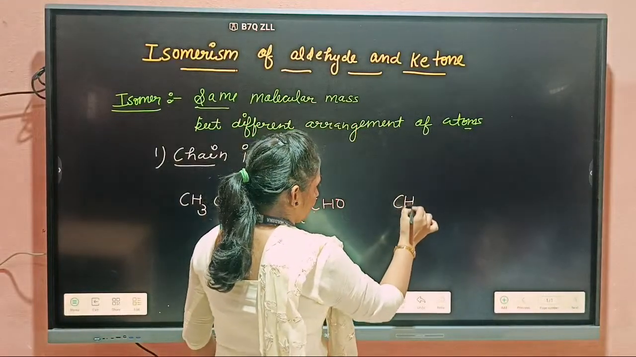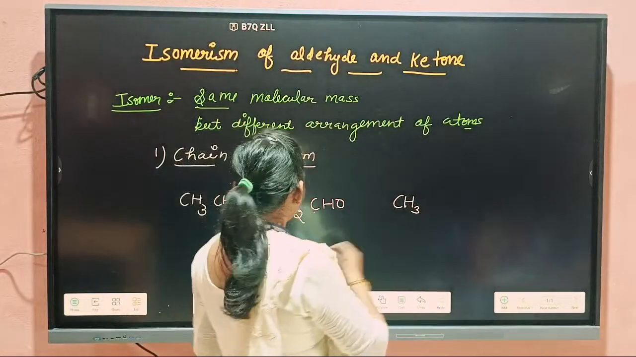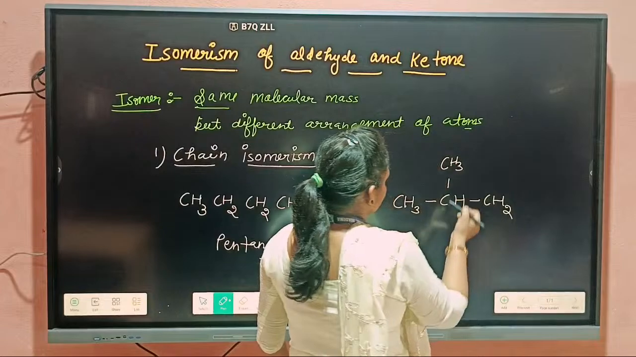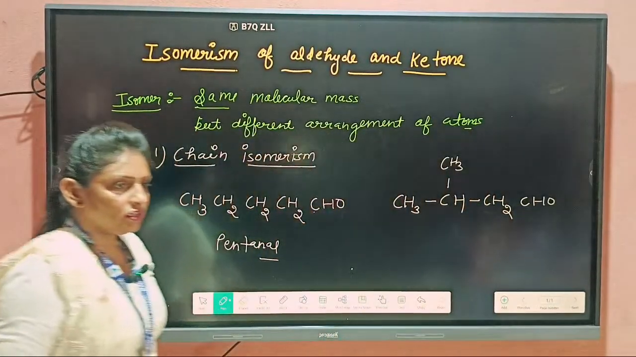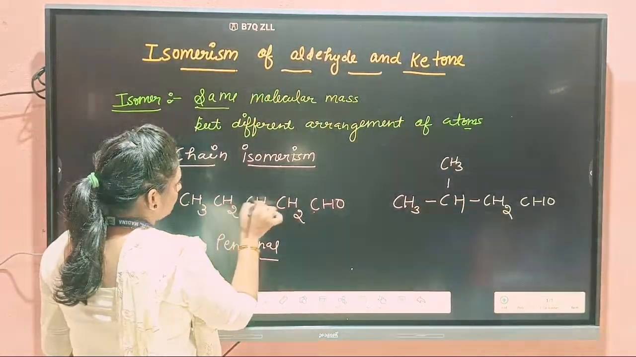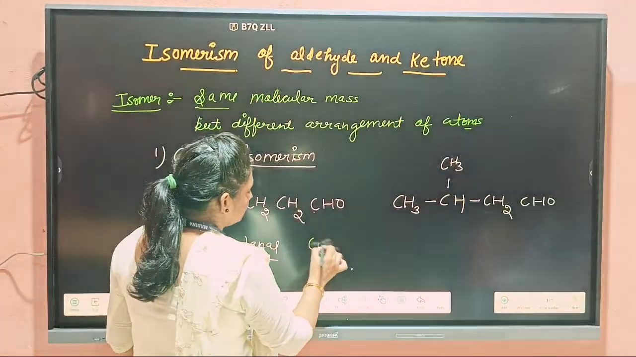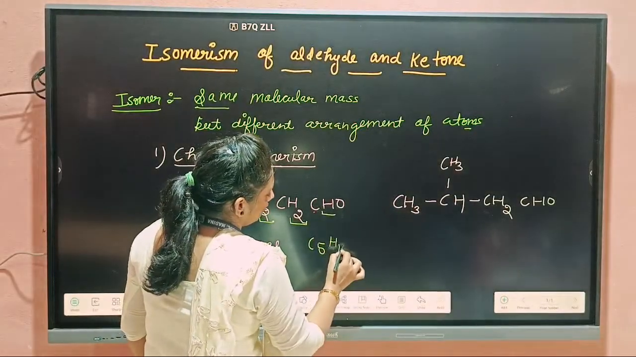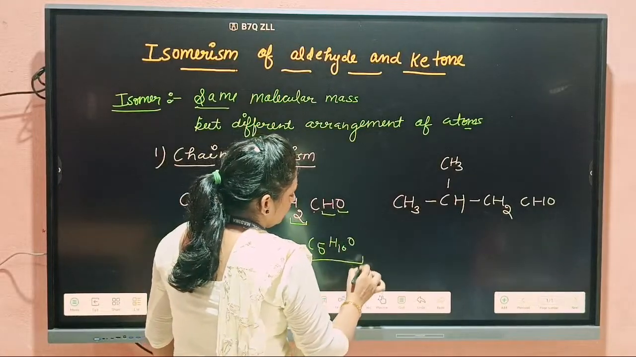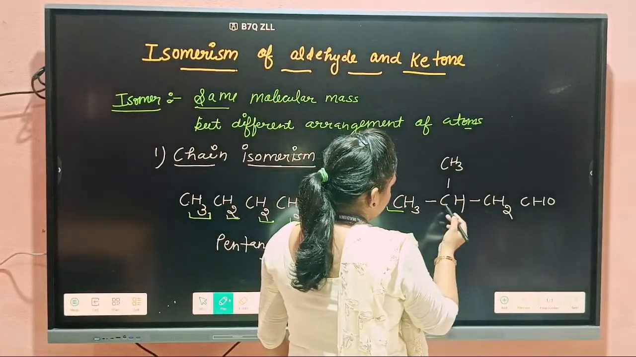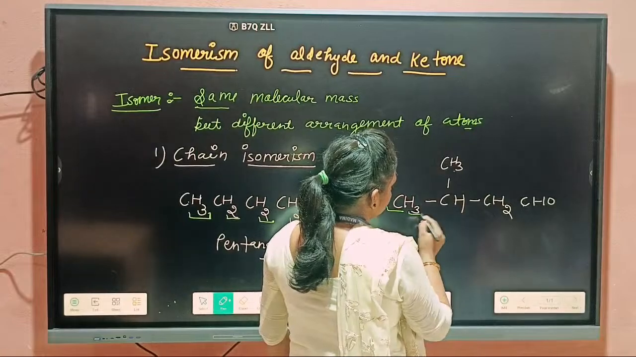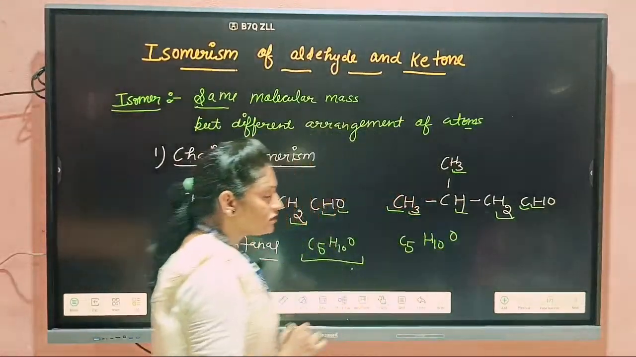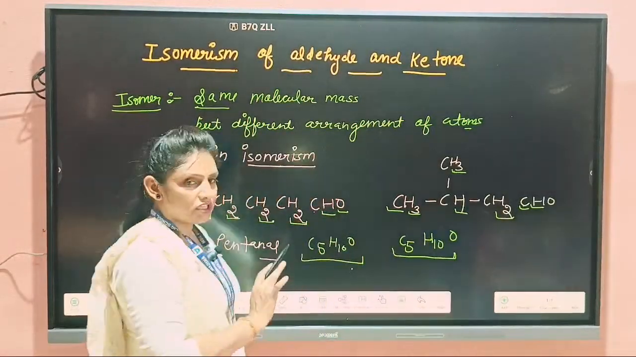So I can take one or more carbons in a branch also. In branching I can take like this: 1, 2, 3, 4, 5. Here you can see 5 carbons, 10 hydrogens and 1 oxygen. Here also we calculate carbon 1, 2, 3, 4 and 5, 10 hydrogens, 1 oxygen. Means both have the same molecular formula. If their formula is the same, they have the same molecular mass also.